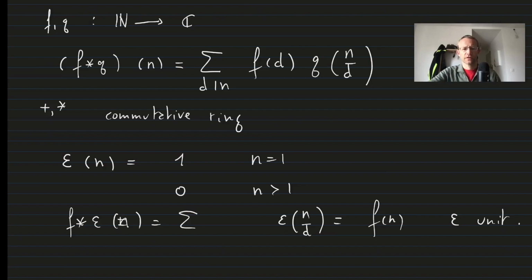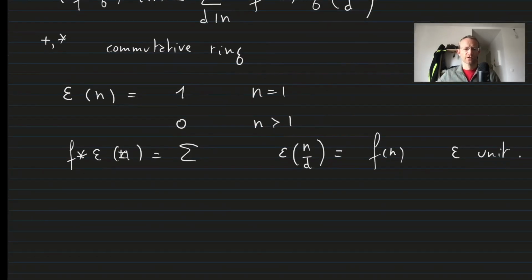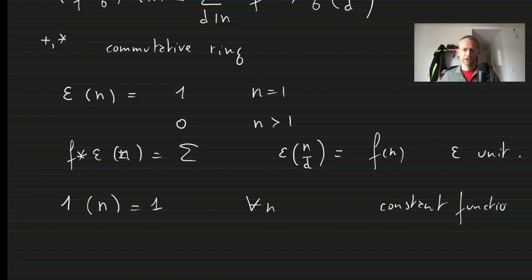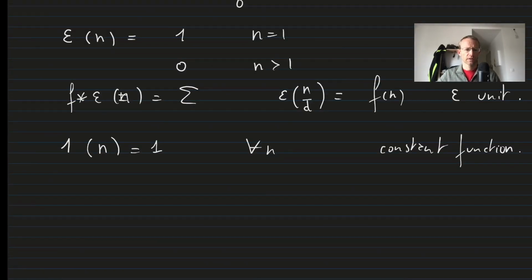Aside from the unit function, another interesting function is the constant function. We'll denote it as 1, and 1 of n is simply 1 for all n. So this is the constant function. Now let's compute an interesting Dirichlet product. Let's compute 1 star mu of n.